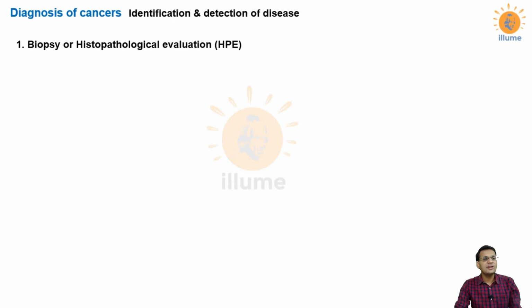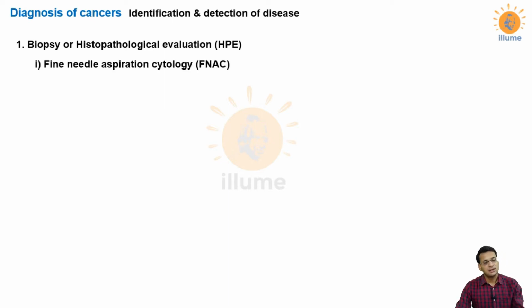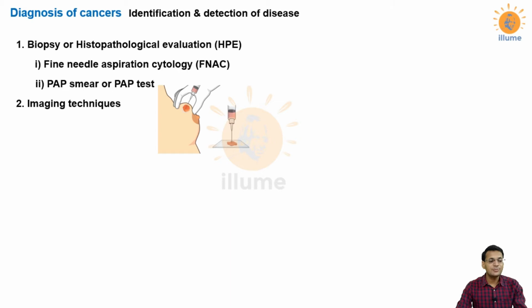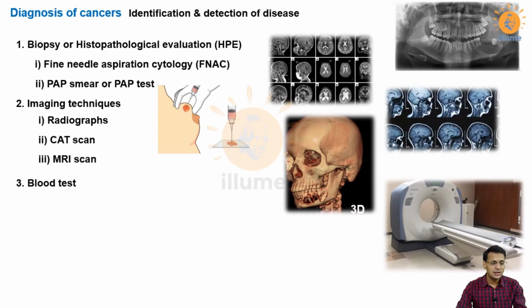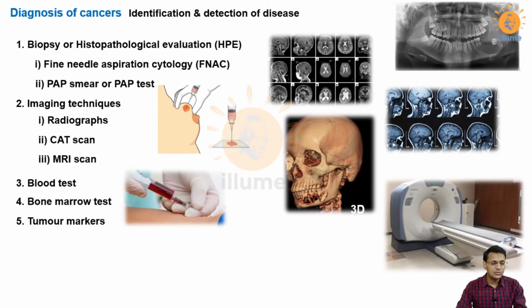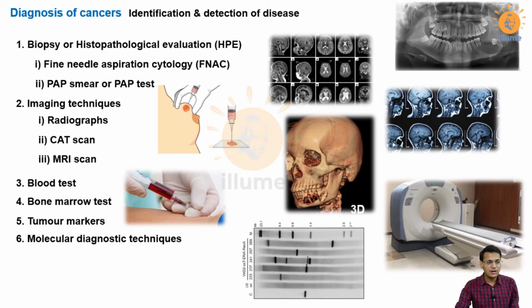Now there are certain ways by which cancers can be diagnosed, and today we will be discussing them. Biopsy or histopathological evaluation, in which there are different kinds of biopsies like FNAC, fine needle aspiration cytology, then pap smear, certain imaging techniques like radiographs, CT scans, MRIs, blood tests, bone marrow tests, tumor markers, and molecular diagnostic tests. So let's discuss them one by one.